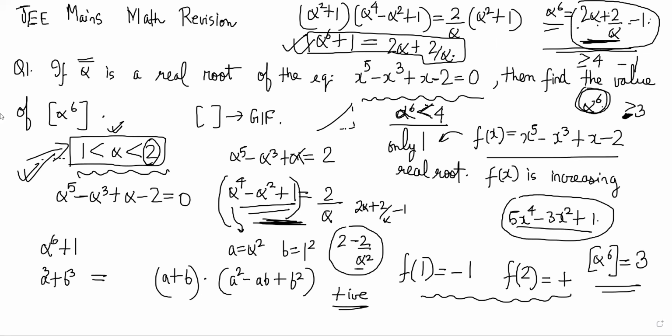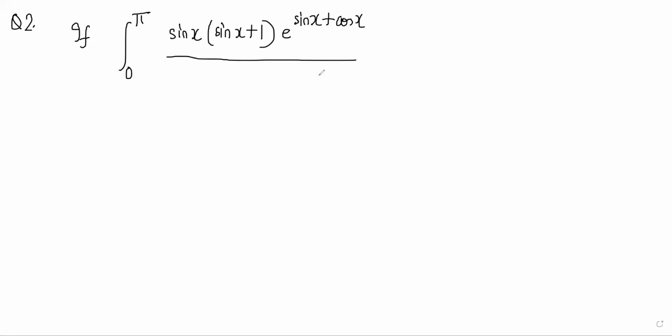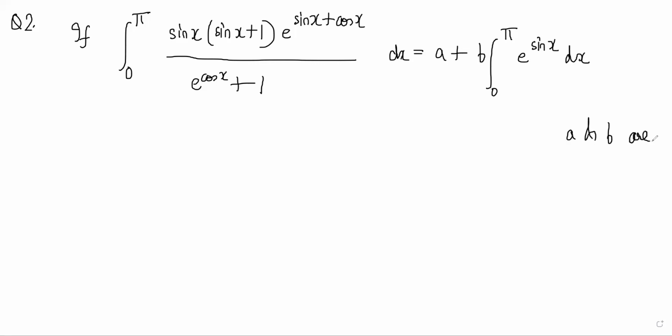Okay, that's this one. And question 2. This is: if the integral from 0 to pi of (sin x plus 1) e power (sin x plus cos x) divided by ... dx is equal to a plus b times the integral from 0 to pi of e power sin x dx, where a and b are positive rational numbers, we have to find the value of 100 times (a square plus b square).